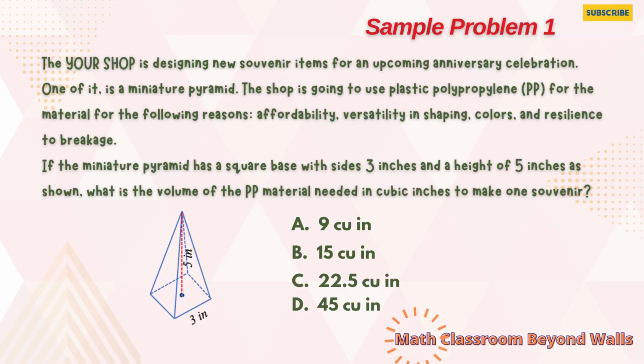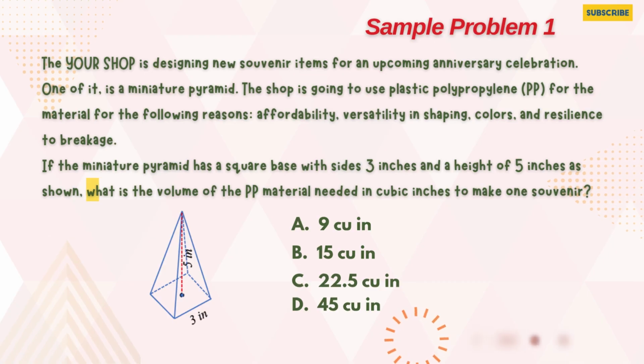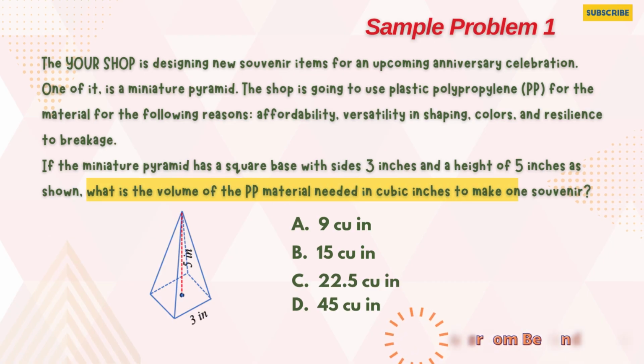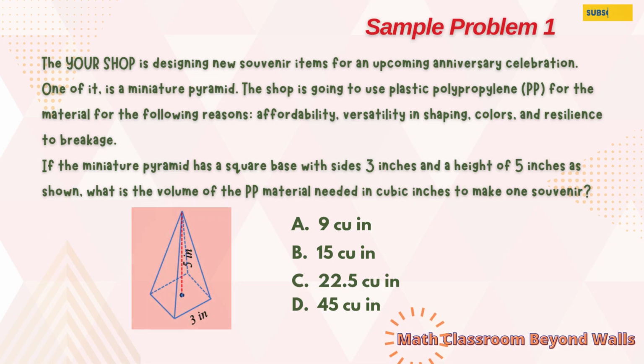As usual, we begin by reading the whole problem and may read it several times when needed to know what we're looking for, to determine what are given, and to figure out how the given information help find what we're looking for. What is asked in the problem, learners? Okay, here we are asked to find the amount of PP material needed in cubic inches to make one souvenir. What are given? We're given a figure of the miniature pyramid with its dimensions.